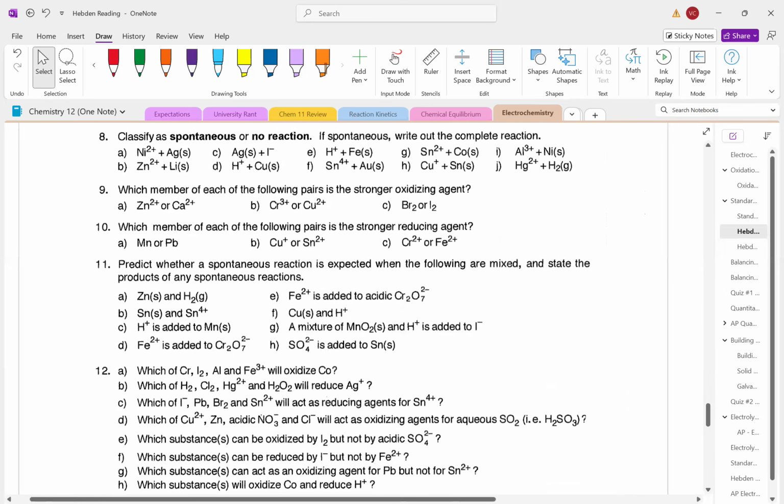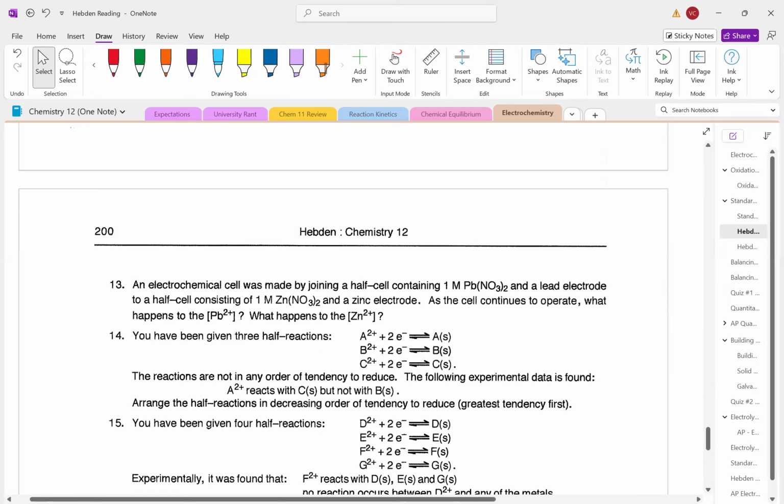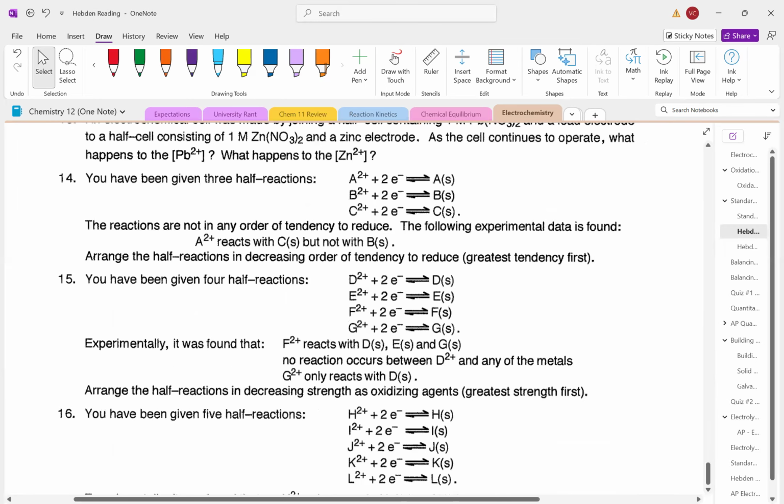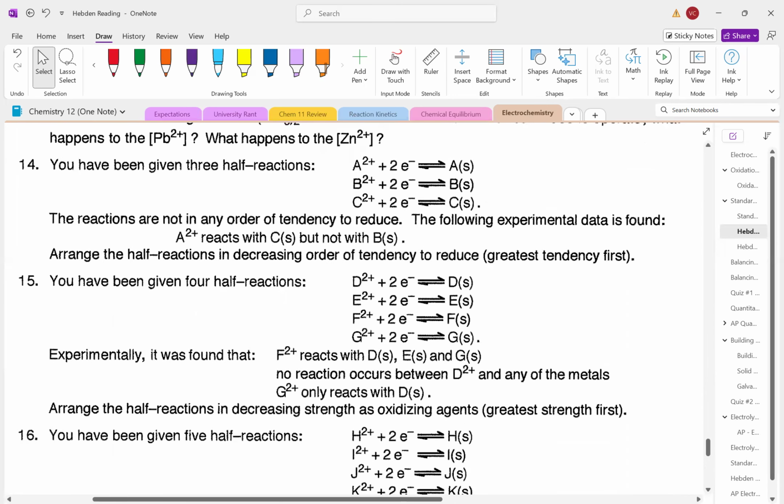And hopefully you were able to play around with the standard reduction potential table. Now, for today, I want to focus on question number 14. In question number 14, you are still using the standard reduction potential table and all the concepts that we had talked about, but in a different scenario.